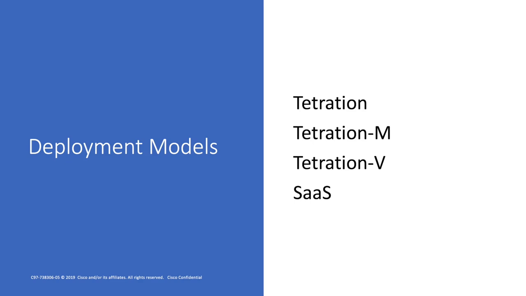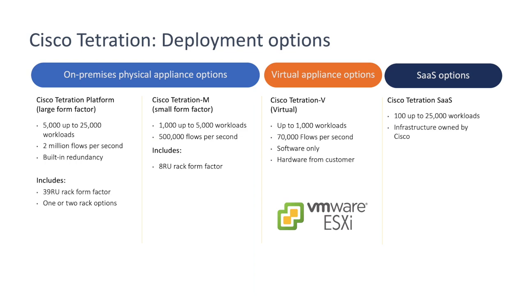So let's take a look at Tetration's deployment models. Tetration has four different deployment models at this moment. Three are considered on-premise models, and then we have our software as a service option. Two models are physical form factors. We have our large form factor, which supports up to 25,000 workloads or 2 million flows per second. It does have built-in redundancy, and it does come with a 39 RU rack that is in either one or two rack options. We'll talk about that here in a minute.